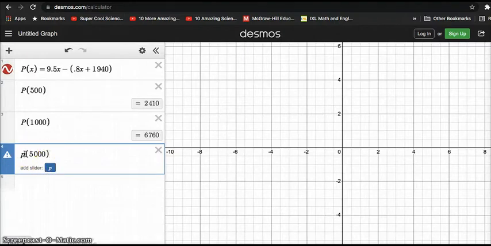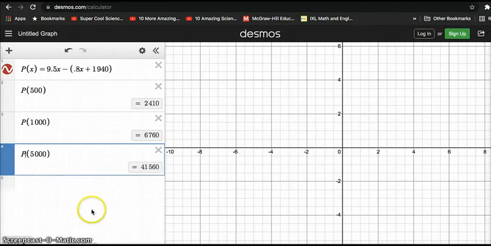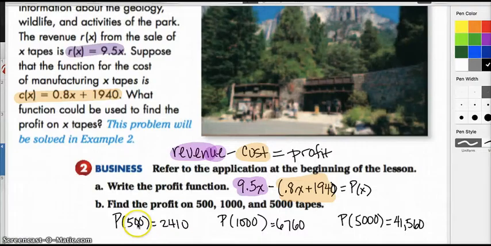Lowercase p, it wasn't happy with it. It was like, I don't recognize you. Capital P, there it is. So there's our three answers: $2,410, $6,760, and finally, if you sell 5,000 of those thingies, you get $41,560 as profit. And so we write those answers like this.